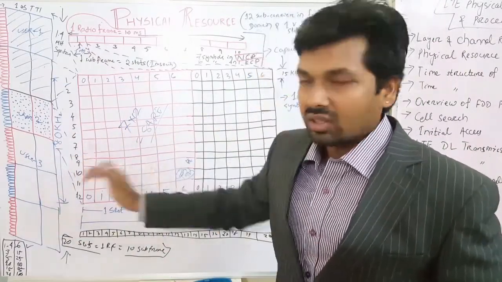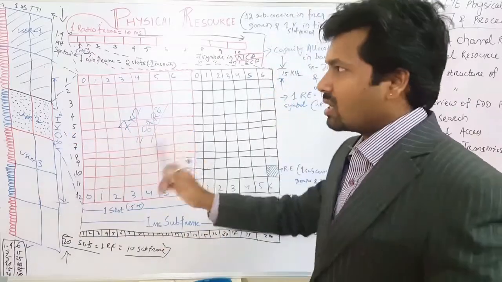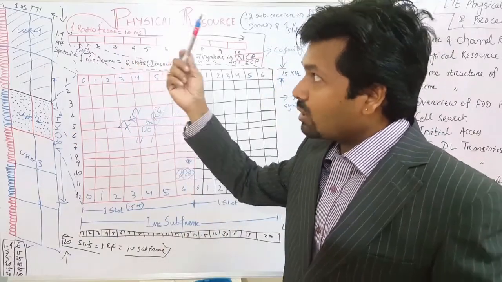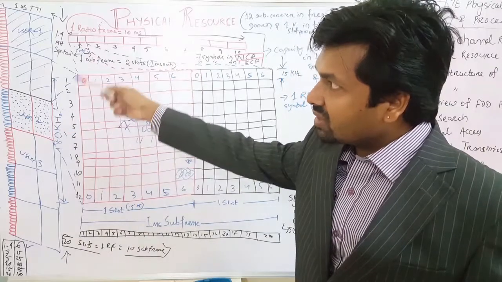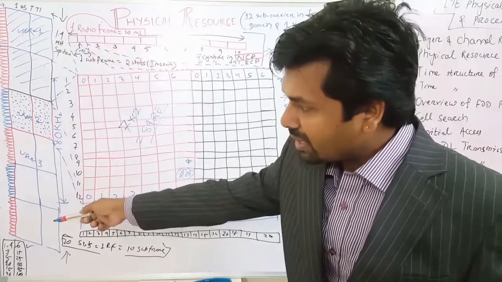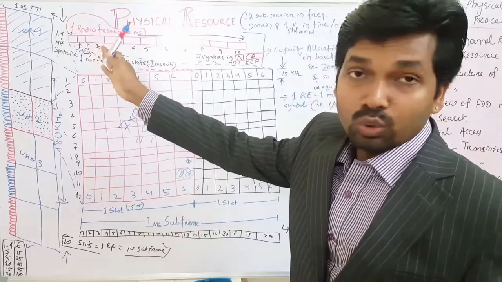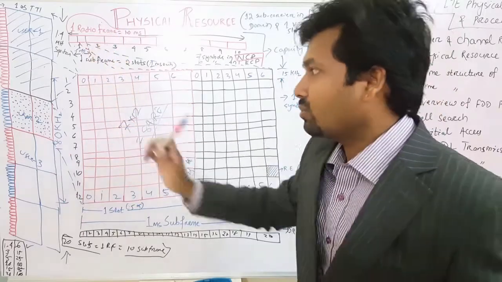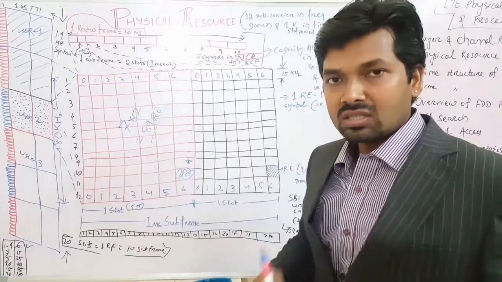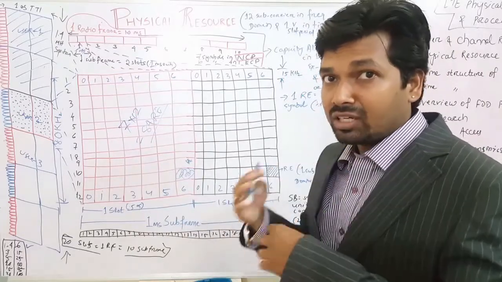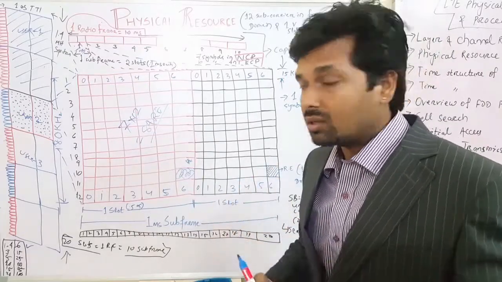User 3, all others. I have taken just one example wherein our bandwidth is 1.4 megahertz. So we have 6 resource blocks per the bandwidth, and consecutive 2 resource blocks, because we are taking 2 slots as an example, make 1 scheduling block. That is how our resources are allocated every transmission time interval, or every TTI, by the scheduler.